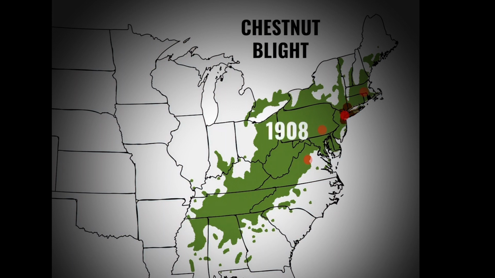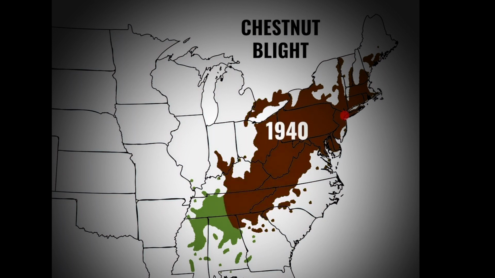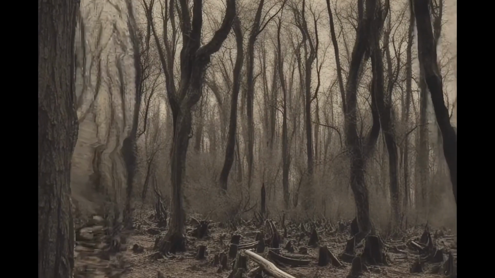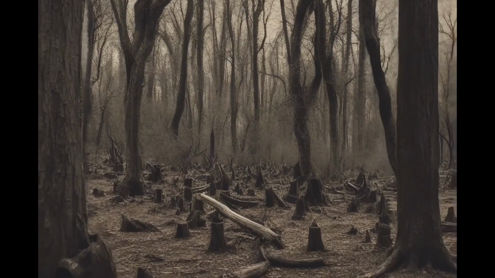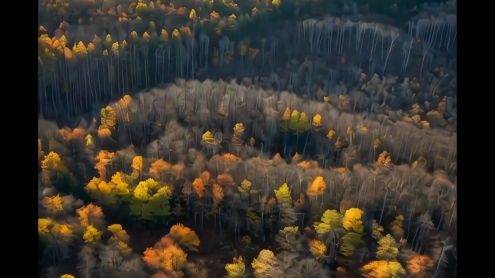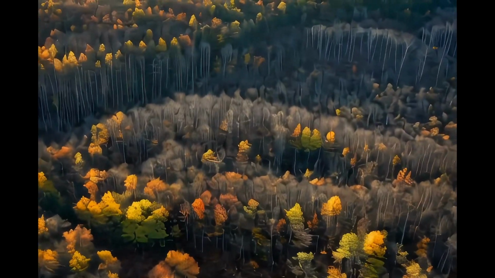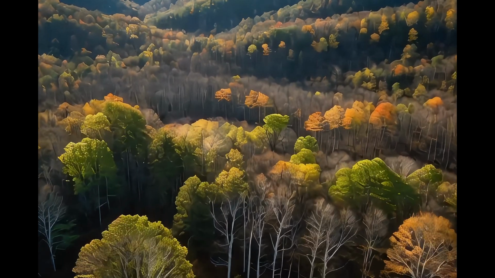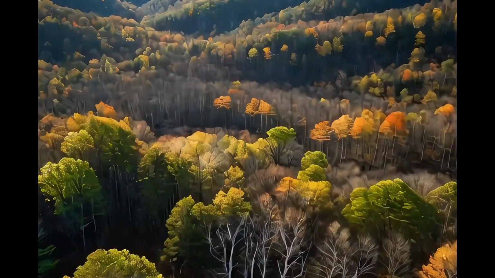The blight's virulence and speed of transmission were unmatched, and it quickly spread like wildfire through the once abundant chestnut populations. By the 1940s, the blight had decimated the American chestnut population, transforming a once dominant species into a ghost of its former self. An estimated 4 billion trees were lost in this ecological calamity that reshaped the forests of eastern North America.